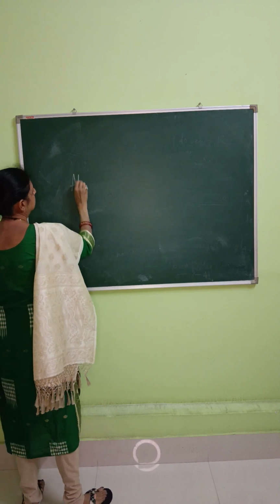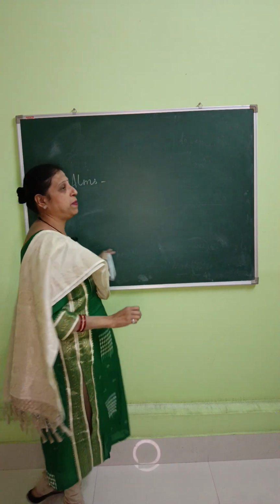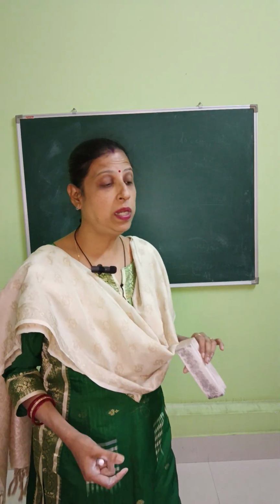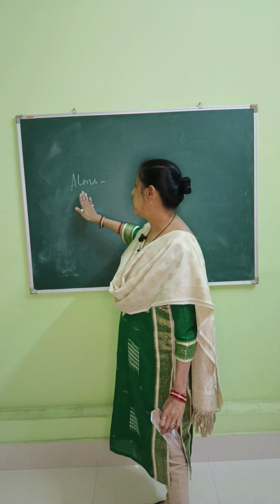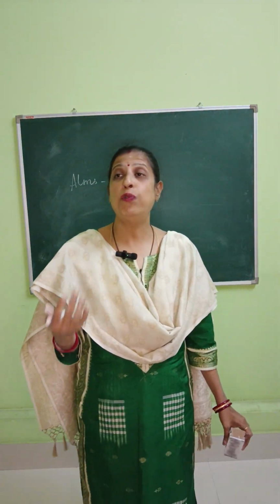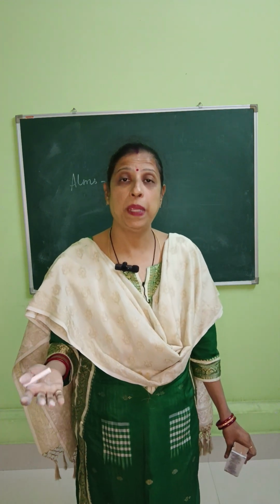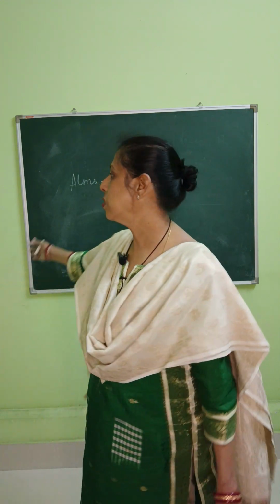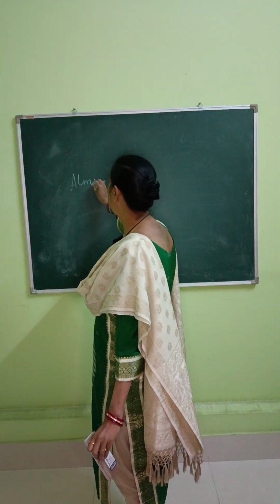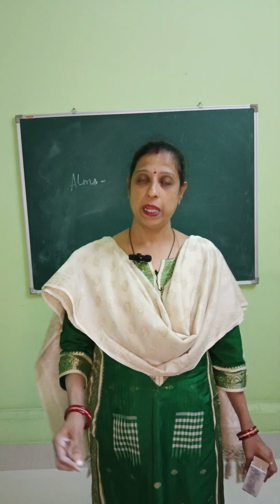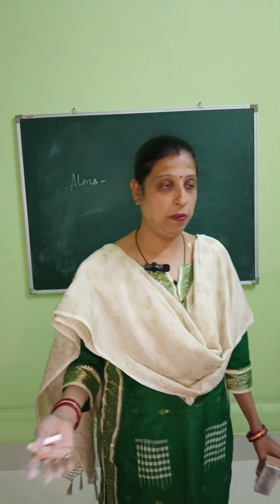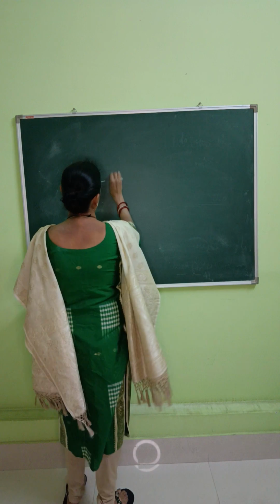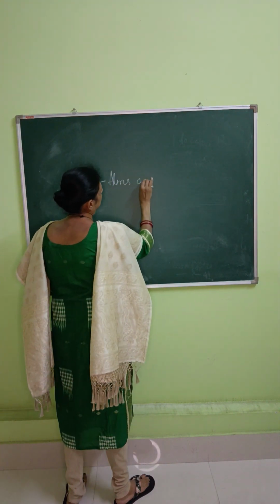Now here, alms. Alms always remains in plural form. What is the meaning of this alms? Alms means giving food or some amount of money to the poor people, to the poor. So this always remains in plural form and s is always added to it. Alms. Now say alms are given to the poor. We can say alms are given to the poor.